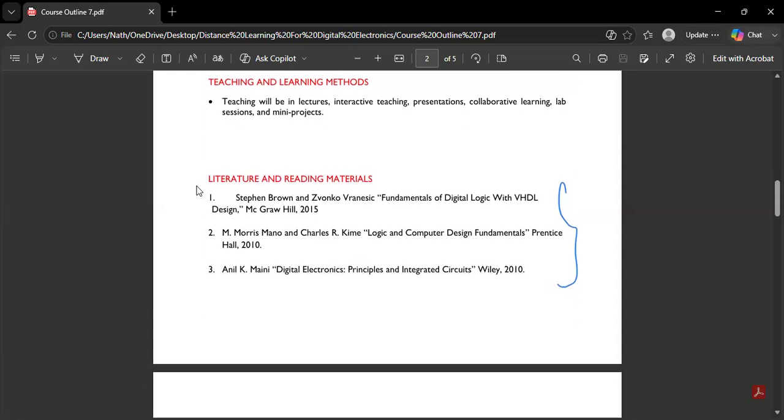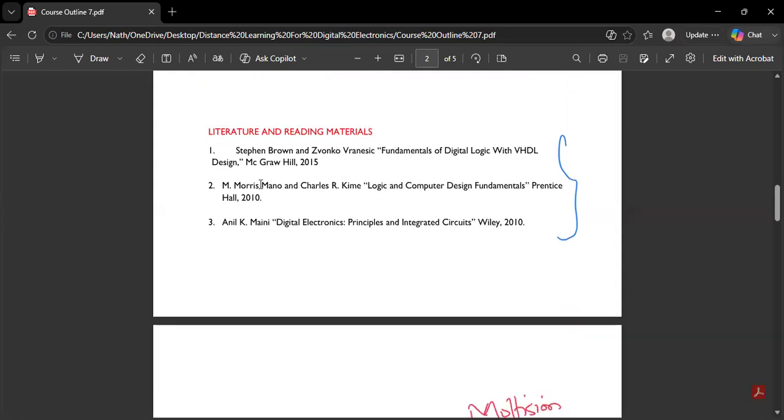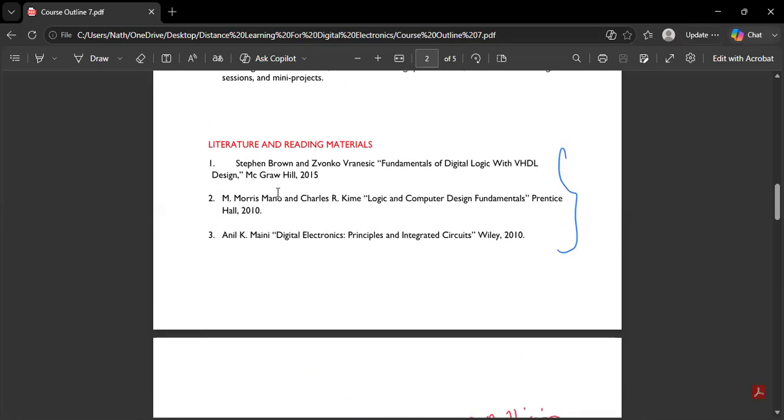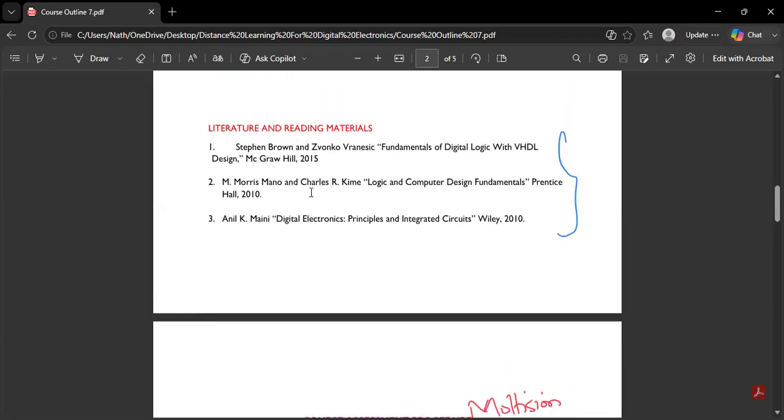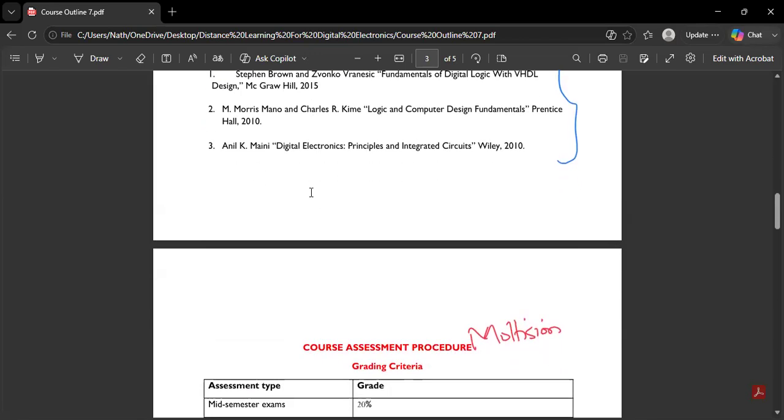Then these are the learning materials, right? You can go online and download these, Fundamentals of Digital Logic with VHDL. If I get the time, I will send you these learning materials. There are three; you can check them out on the internet. These are the materials we'll be using for this course. Nothing will come from outside; everything will be from these textbooks or materials.